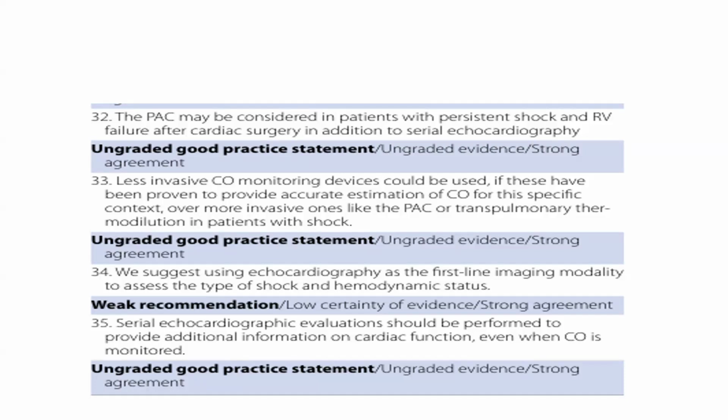That means what I want to say is we can use the pulmonary artery catheter for measuring cardiac output. But if less invasive devices like echo are available, then it is better to go for serial echocardiography rather than the pulmonary artery catheter. So it is always recommended to use echocardiography as the first line imaging modality to assess the type of shock and the hemodynamic status. Serial echocardiographic evaluation should be performed to provide additional information on cardiac output and cardiac function, even when cardiac output is monitored.